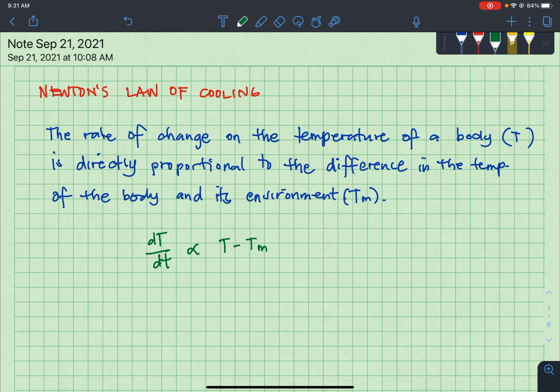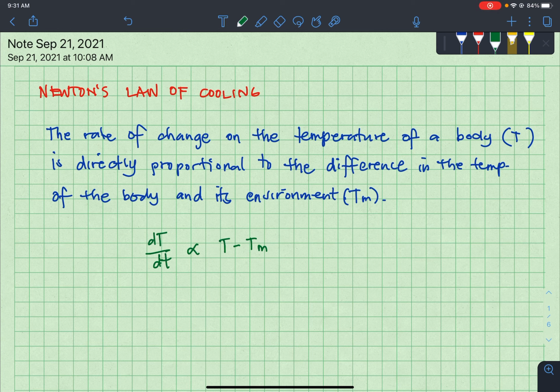For example, if we have a pan and we place it inside an oven, the oven would have its own temperature. Let's say it has a temperature of 350 degrees Fahrenheit. The temperature of the pan cannot go beyond 350 degrees Fahrenheit. That would be the maximum temperature that can be gained by the given body.